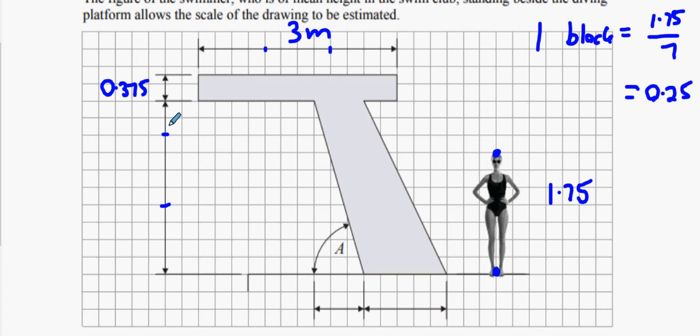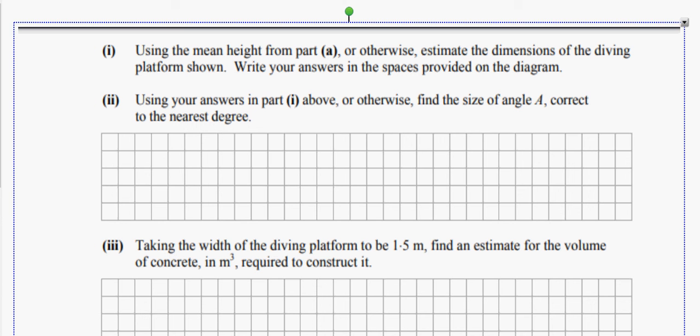How many blocks from here to here? 4. Anybody see 10 blocks? What's 10 by 0.25? 2.5. No worries. Alright, what else do we need? This one here, 5 blocks. So 5 by 0.25. 1.25. 0.75. Anything else it wants from me? Is that it? Alright. Happy days. Now what does it want from me next?